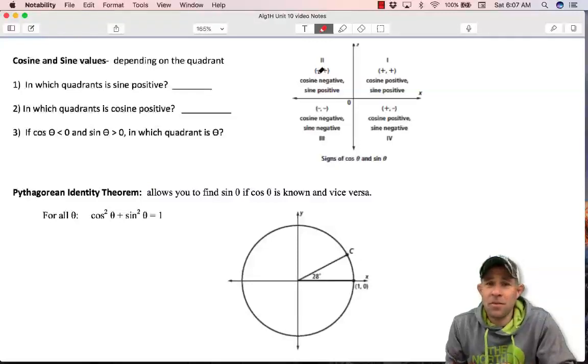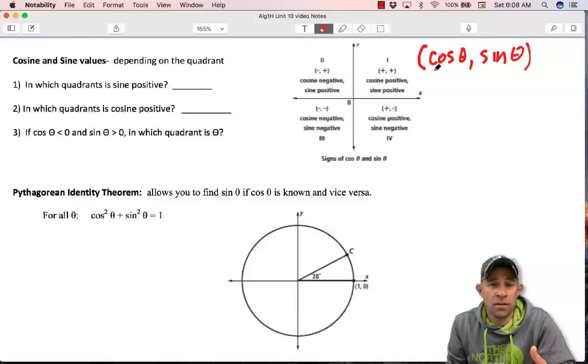Actually, today we're talking about relationships between cosine and sine around the unit circle. Now, keep in mind that we said all the ordered pairs around the unit circle fit into this (cosine theta, sine theta). In other words, the x-coordinate is the cosine of the angle, and the y-coordinate is the sine of the angle.